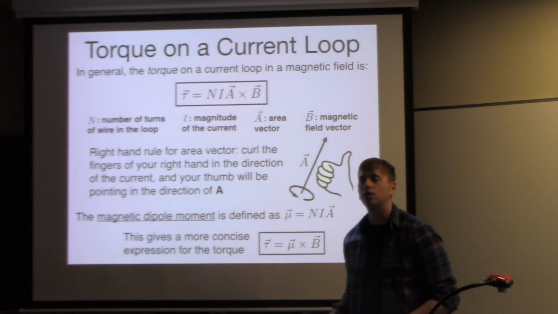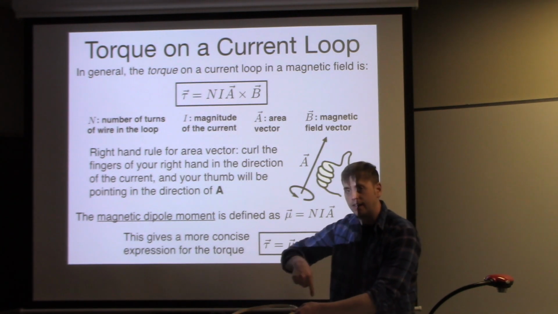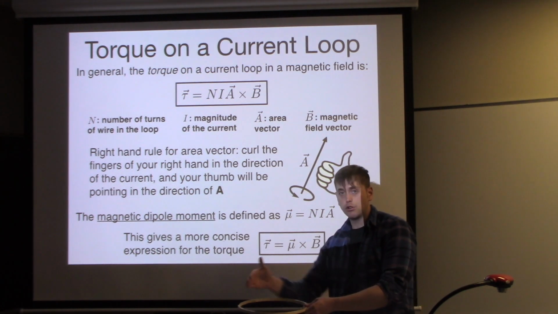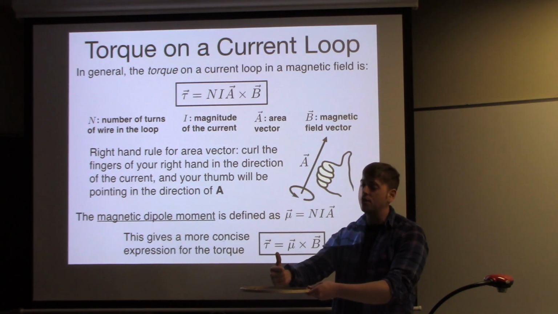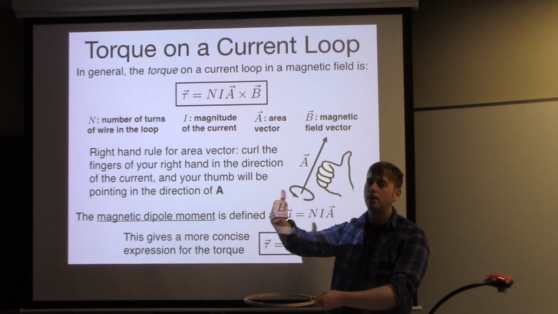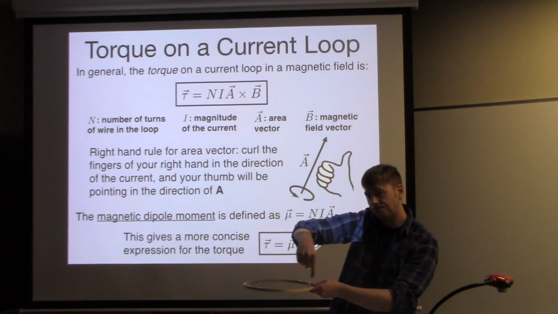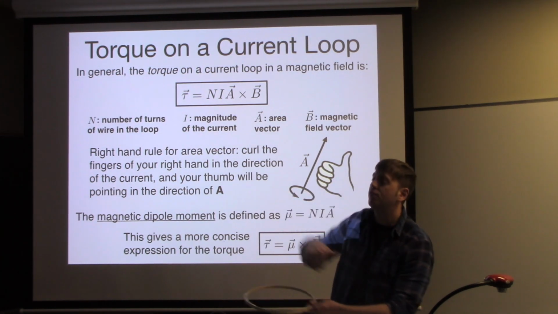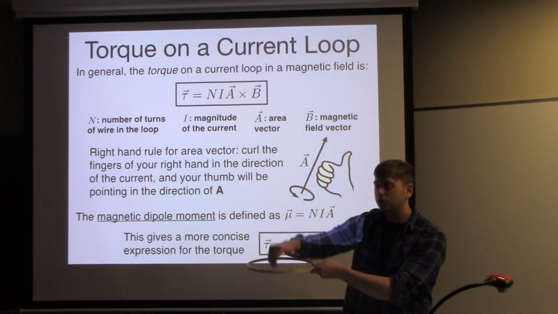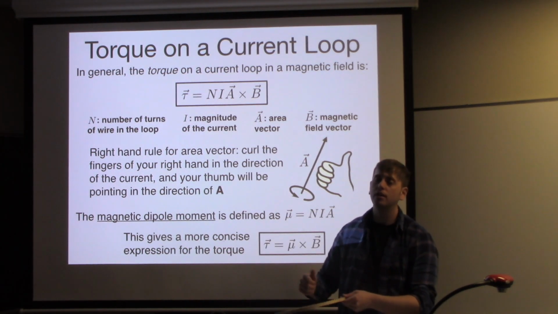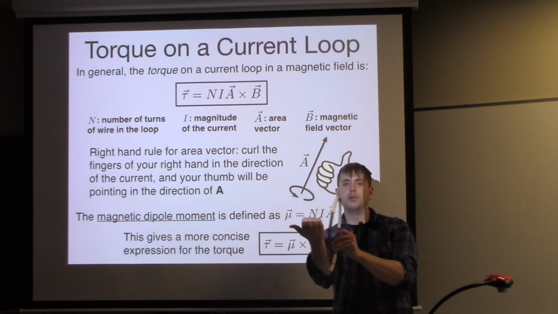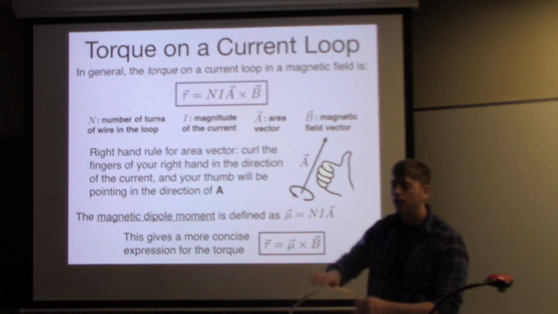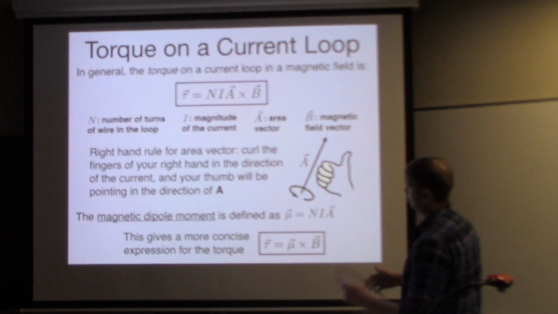So here, let's take a look. Let's say I've got current running this way in my loop of wire. So this says I'm going to take my right hand, curl the fingers in the direction of the current. Now my thumb is pointing in the direction of the area vector. Notice if the current were going the other way, like this, I'd curl my fingers in that direction, and now my thumb is pointing the opposite direction. Now that's my area vector. Okay, so that's how you figure out which way the area vector is going. It's either going to be going this way, perpendicular to the area, or going this way, perpendicular to the area. You're going to use the right-hand rule to figure out which one is correct.